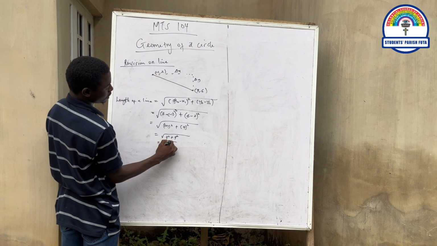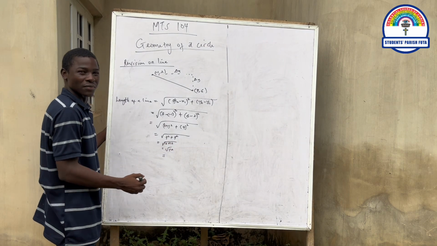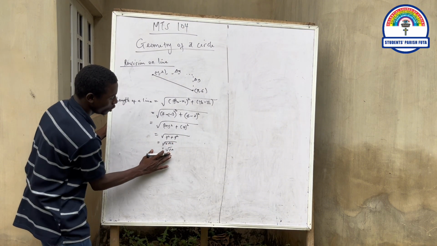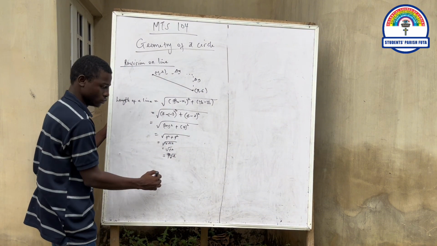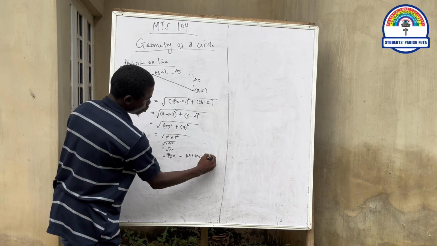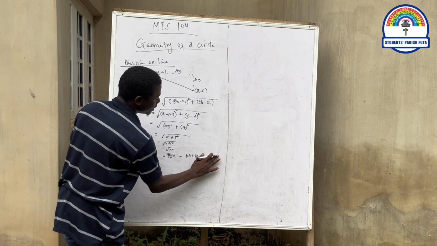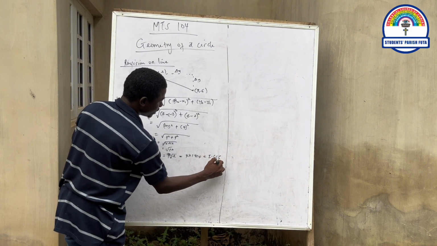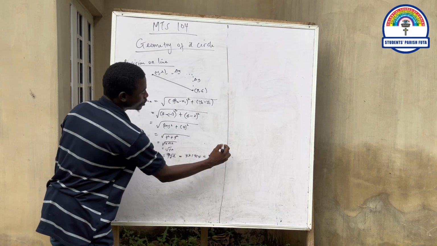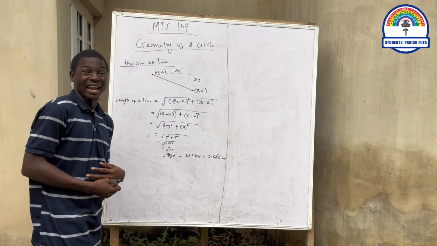That is 16 plus 16. That is square root of 32. By the time you find square root of 32, you should be having 5 point something. That is 4 root 2, that is 4 times 1.414. And when you multiply this, you should be having 5.6, 5.6, 6, 1, 4, 5, like that. So this is how you get the distance between 2 points or the length of a line. Are we good to go?